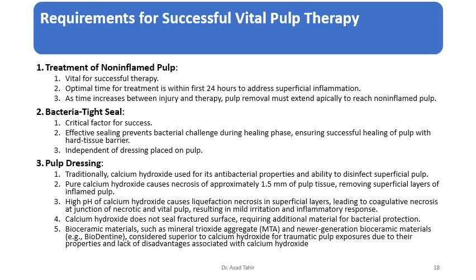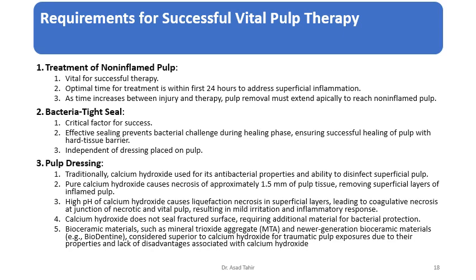Pulp dressing. Traditionally, calcium hydroxide is used for its antibacterial properties and ability to disinfect superficial pulp. Pure calcium hydroxide causes necrosis of approximately 1.5 mm of pulp tissue, removing superficial layers of inflamed pulp. The high pH of calcium hydroxide causes liquefaction necrosis of superficial layers, leading to coagulative necrosis at the junction of necrotic and vital pulp, resulting in mild irritation and inflammatory response.